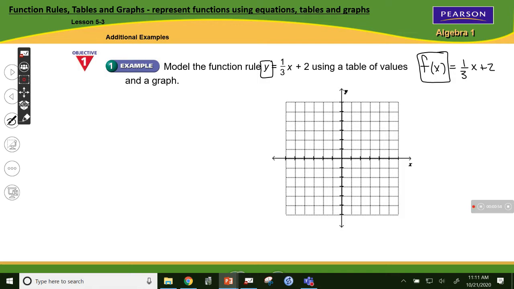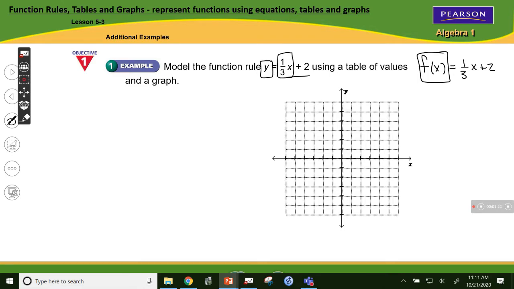So it says using a table of values. So I want to be purposeful with my table of values. I want to choose inputs that make sense. If I look at this function, I want to look at what's happening to the input. X is the input. Those are the values for the domain. Our domain values should be numbers that are divisible by 3. Why do I say that? Because what happens here is you're taking 1/3 and multiplying by that input value.